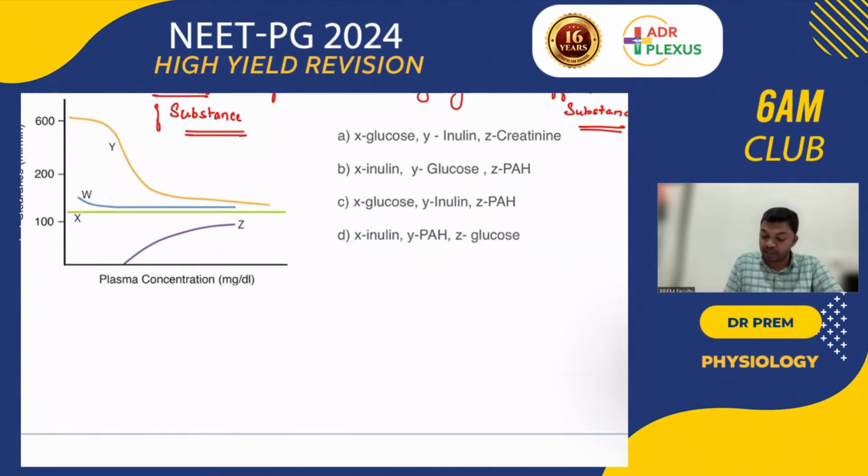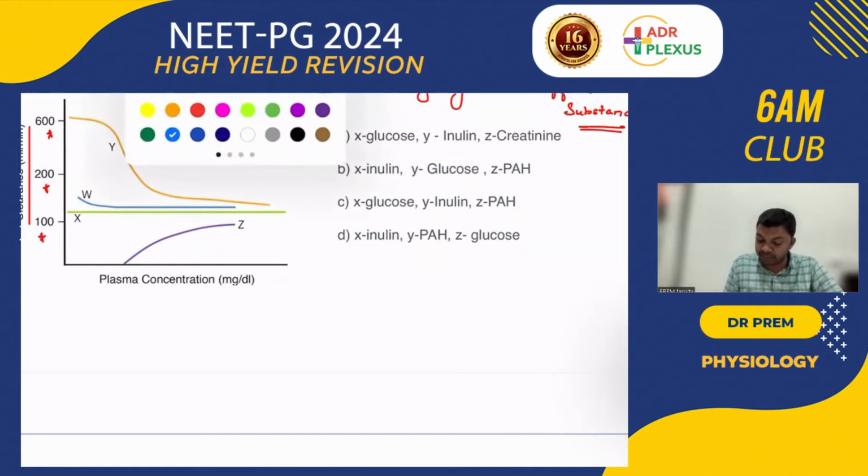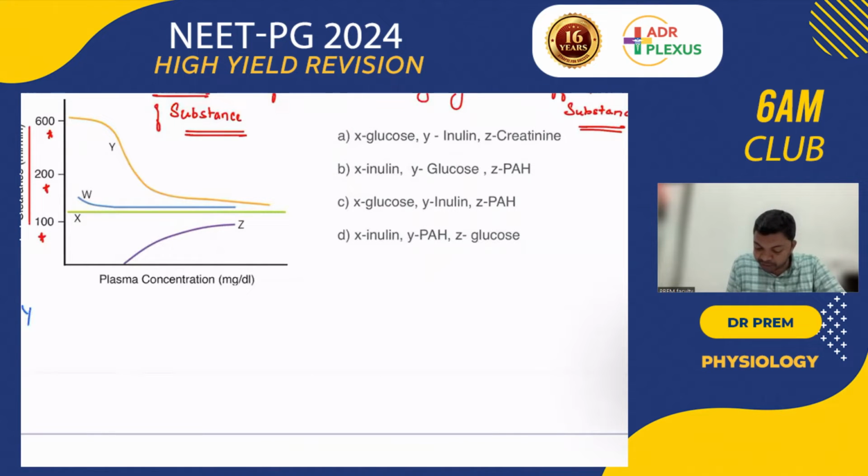All right, good. Now that is what we are studying in the y-axis. So in the y-axis, we see clearance of a substance is going to be 100 or close to 100 ml, close to 200 ml, and close to 600 ml. These are all clearance values. On the x-axis, it is going to be plasma concentration. All right. Now let us take up the molecule Y.